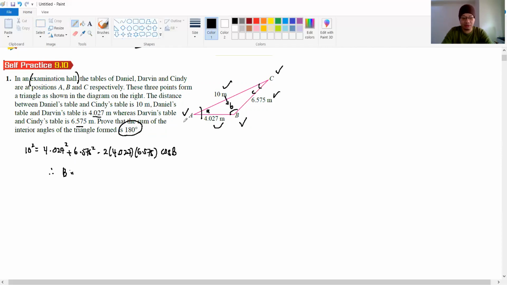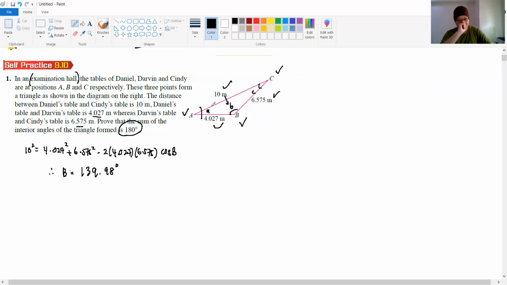4.04 plus 6 squared something minus 10 squared, divided by 2, like that: 4.027, 6.575, equal. Then we need to shift cos, because we want to find the angle. So shift cos, answer. The answer I obtain from the calculator is 139.98 degrees. Guys, please double check whether my calculation is correct or not. So the angle of B is given by 139.98 degrees. That is the first answer for angle B.